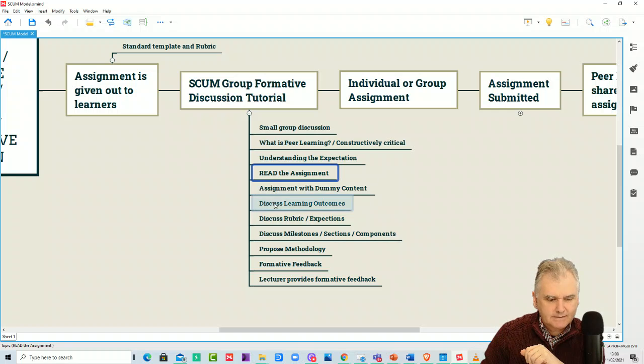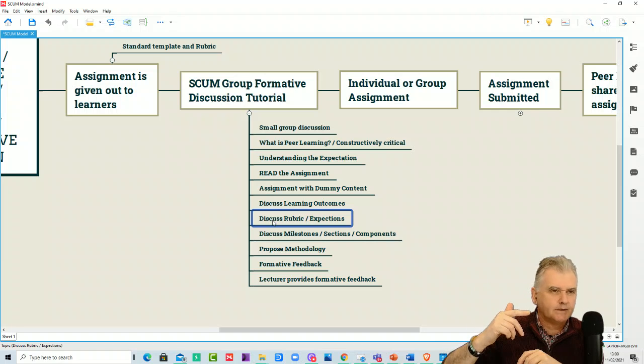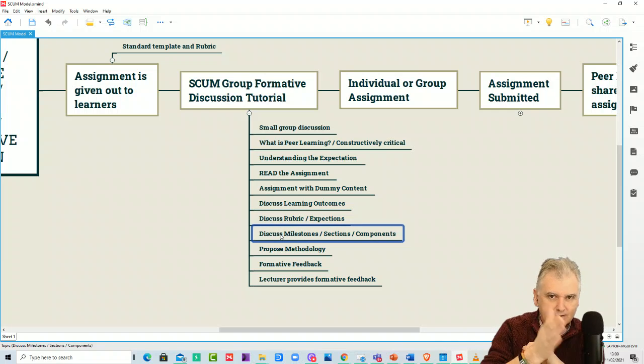So they would spend time discussing the learning outcomes. They would discuss the rubric. They would discuss what's the difference between a good one and a bad one. What would it look like? What would be the difference between a really bad one? And then they might discuss what are the milestones within that project, or within that assignment.